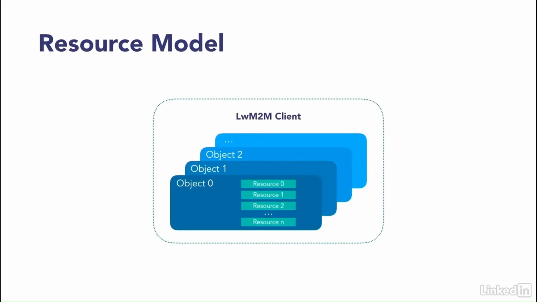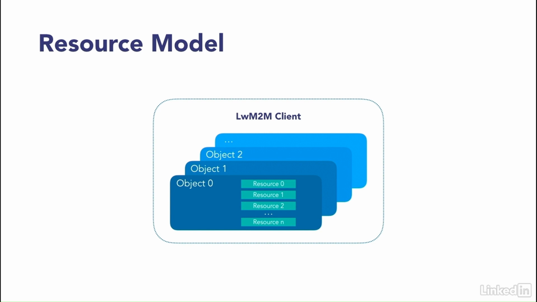The management data on the lightweight M2M clients are in the form of objects and resources. A resource is a piece of information made available by the lightweight M2M client. The resource model in lightweight M2M defines how the resources are organized. Here, we can see that resources are logically organized into objects, where one lightweight M2M client may have multiple objects. Each object or resource has a unique identifier. The structural relationship between the lightweight M2M client, its objects, and the resources can be seen in this diagram.